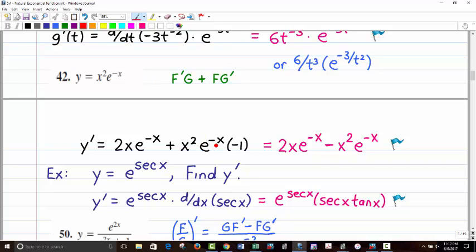And then you can put the minus out in front there, just so it looks a little better than that. So then you just have 2x e to the minus x squared e to the minus x. That's good enough, but in case you were wondering, yes, you could factor out an x, and you could also factor out an e to the minus x.